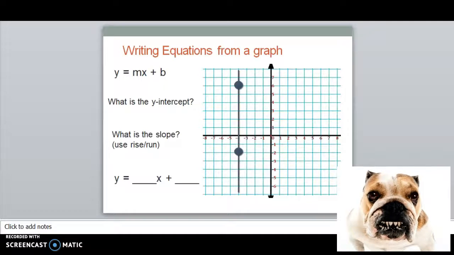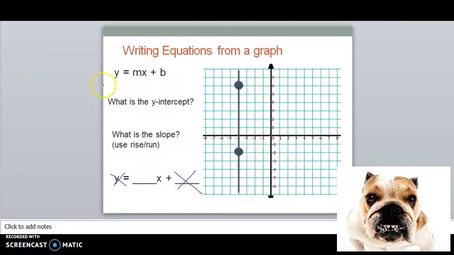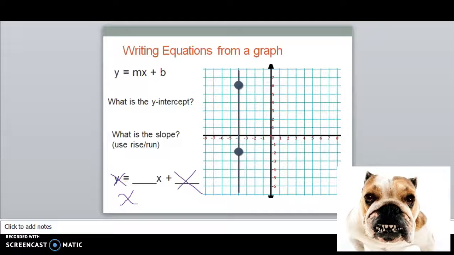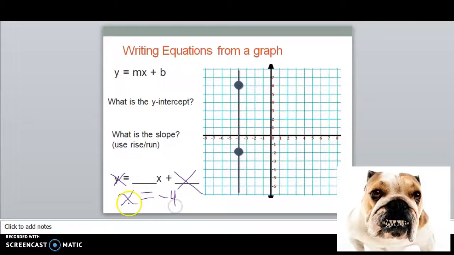Now, on the contrary, any vertical line gives us an undefined slope. Therefore, there is no y-intercept. So y doesn't exist. In this case, the equation of the line, because it crosses the x-axis, is going to be x equals where it crosses the x-axis, where in this case is -4. So the equation of this line is x equals -4.